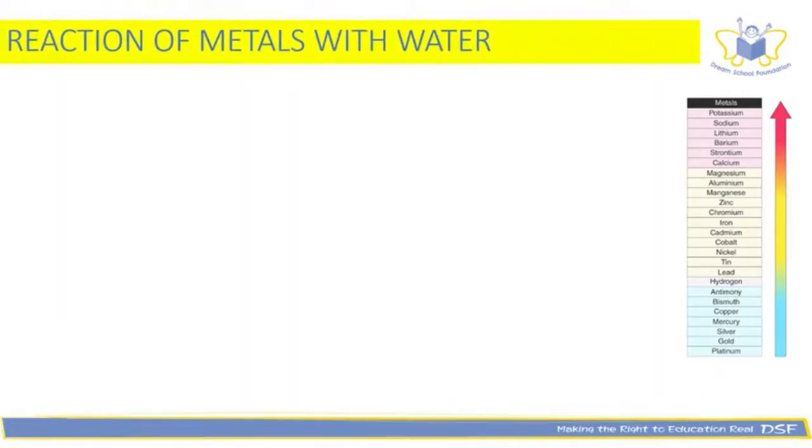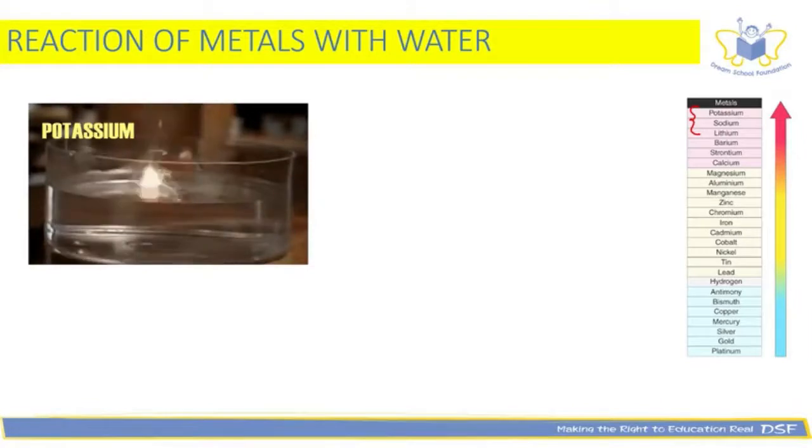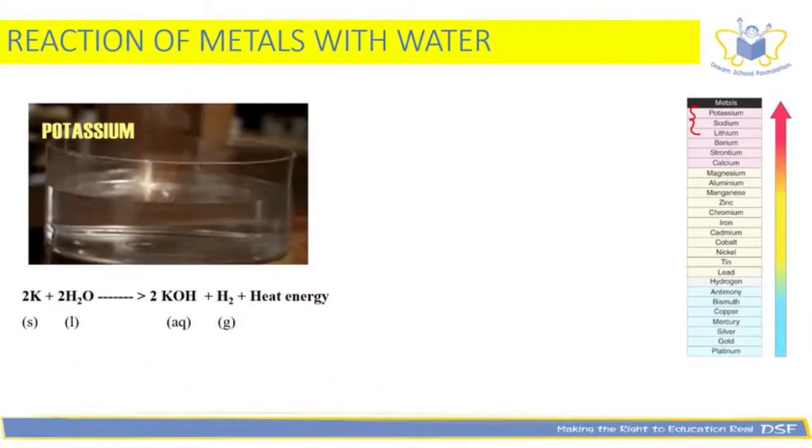Let us see now how metals which are placed higher up in the series react with water. Let's start off with potassium. See how potassium reacts with water. And here's the reaction. Potassium reacts with water to give you potassium hydroxide, hydrogen, and a lot of heat energy.